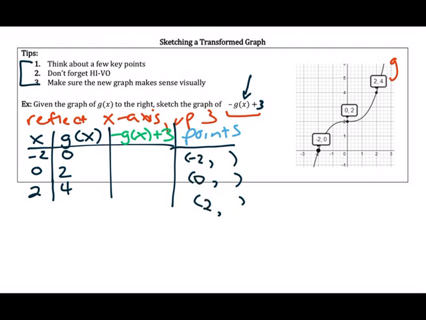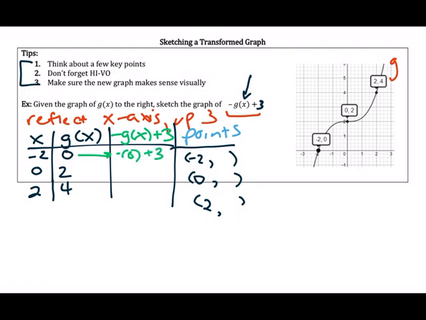If my x values were changing, let's say it was g of x plus 1, then all of these x values would change. However, that's not the case on this particular one, so we get to keep our x values the same. So what are we doing? We're taking our g values, we're taking the opposite of them and adding 3.